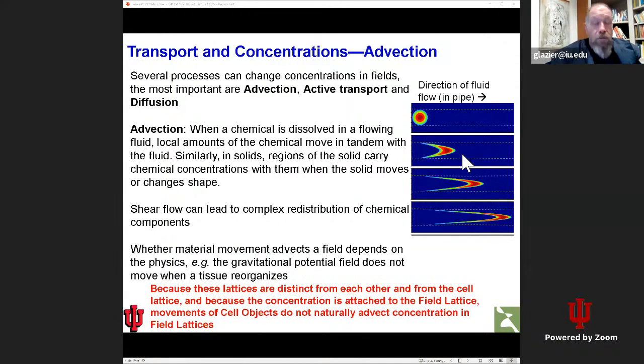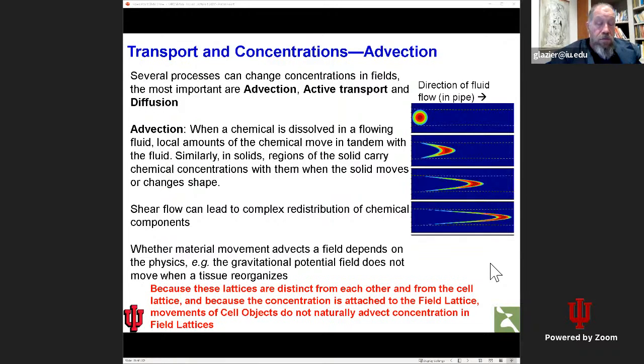If the flow is non-uniform, and this is a classic example of a pipe flow, so there's a wall here, so that there's no slip boundary conditions. The flow velocity is zero at the boundary. In this case, an initial radial distribution of concentration gets stretched to make this sickle cell or arch-shaped distribution. And that kind of what's called advective transport is something that's very important when you're dealing with things like blood flow or lymph flow. And it happens also within cells under certain circumstances.